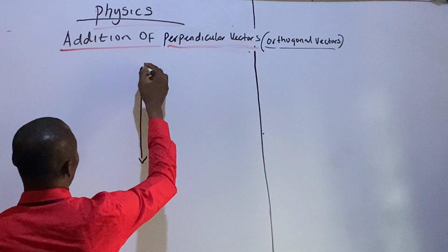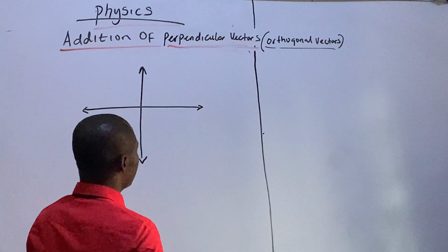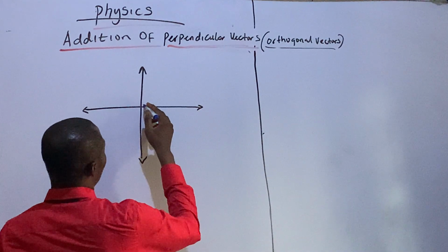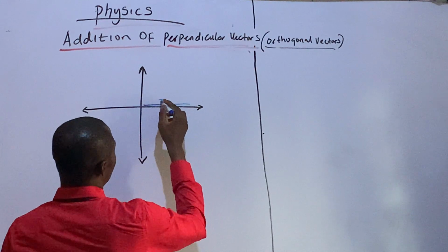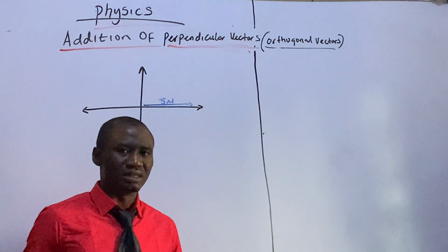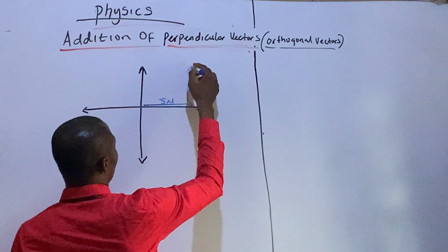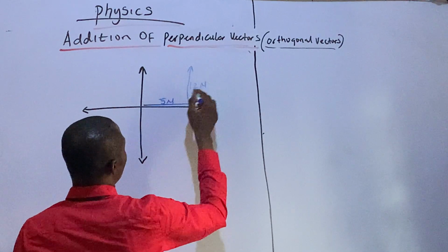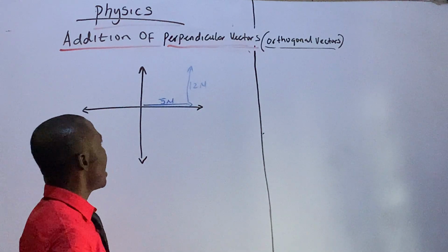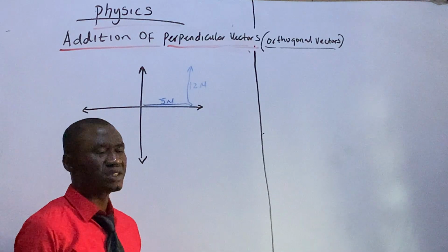Let's say we have a coordinate system, and in this coordinate system, let's take a vector of 5 Newton. 5 Newton moves towards the positive x-axis, and then another vector of about 12 Newton is directed towards the positive y-axis. And then you are asked to find the magnitude and the direction of this vector.